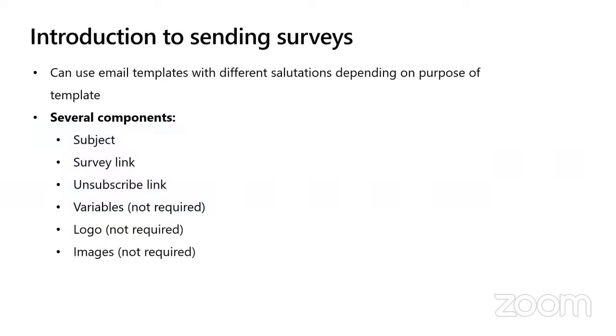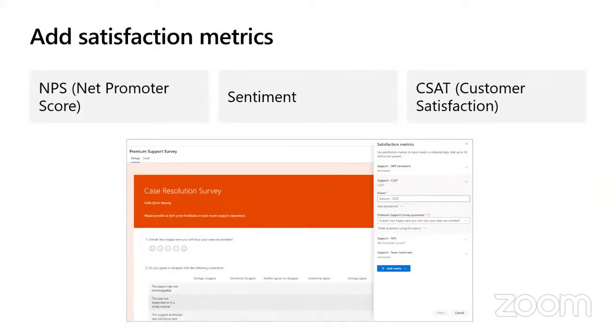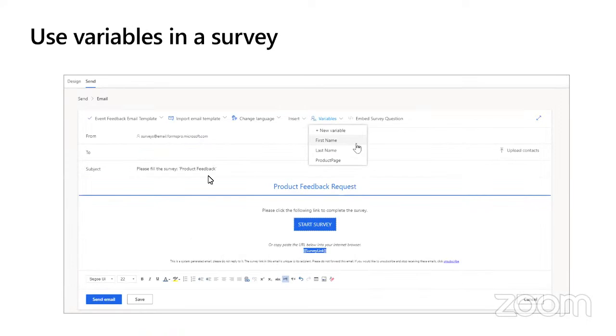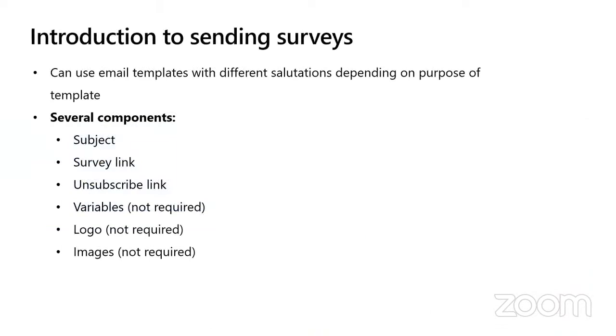And then looking at sending the surveys, you can use email templates, with different salutations, depending on the purpose, and there are several components that you put in there, which are the things that we looked at in the previous slide here, where you put in your to and from, your subjects, any other links that you might need, or you might even need to put in some extra text, depending on how you want the email to appear, and you can put your logo if it's required, or any other images as well, if they are required.